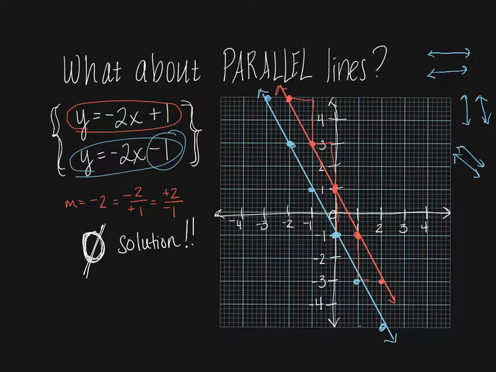Now, how can you tell without graphing if a system has no solution? How would you know just by simply looking up here at my equations and not having a graph that something has no solution?